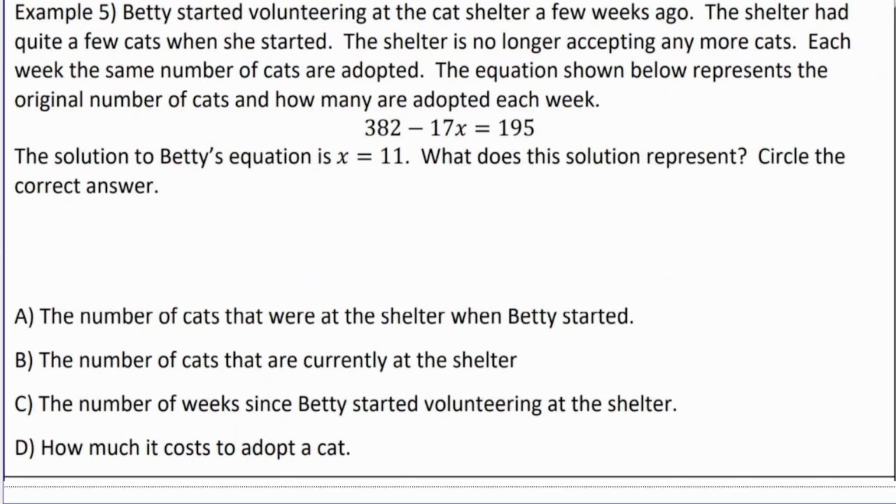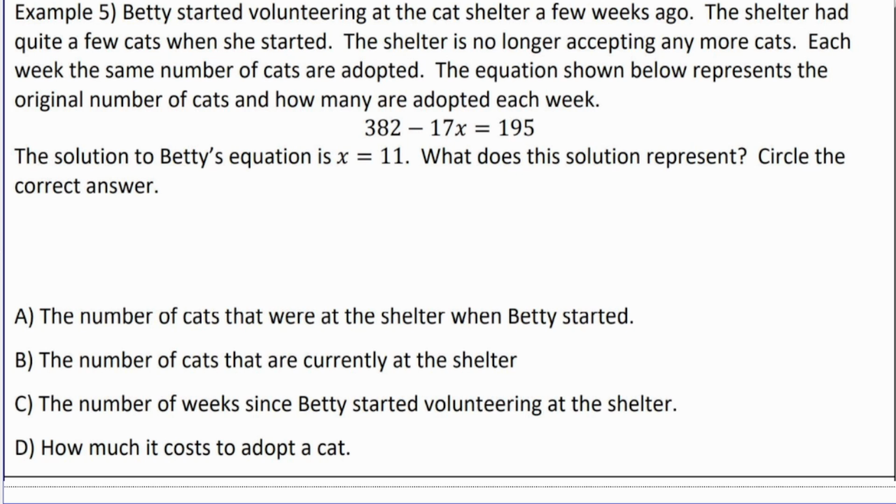All right. So for number 5, we have Betty started volunteering at a cat shelter a few weeks ago. The shelter had quite a few cats when she started. The shelter is no longer accepting more cats. Each week, the same number of cats are adopted. The equation shown below represents the original number of cats and how many were adopted each week. The solution to Betty's equation is x equals 11. What does this solution represent?